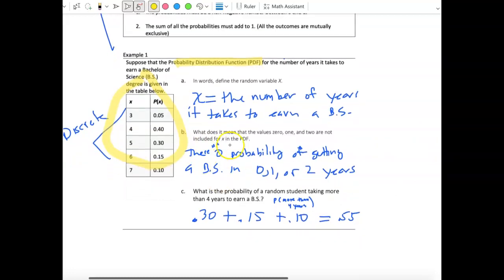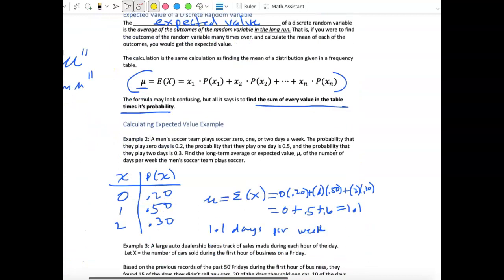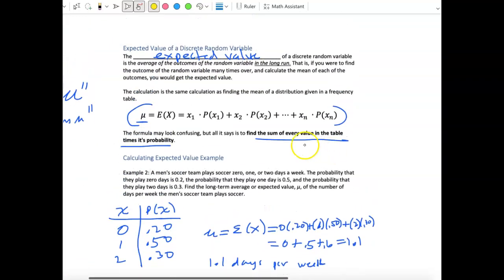In this case, I want to look at these questions real quick. One is, what is the variable? The number of years. What does it mean that the values 0, 1, and 2 are not included here? That means they're just not possible outcomes in this data set that we had. No one graduated in 0, 1, or 2 years, so it's not part of our distribution. So 0 probability.